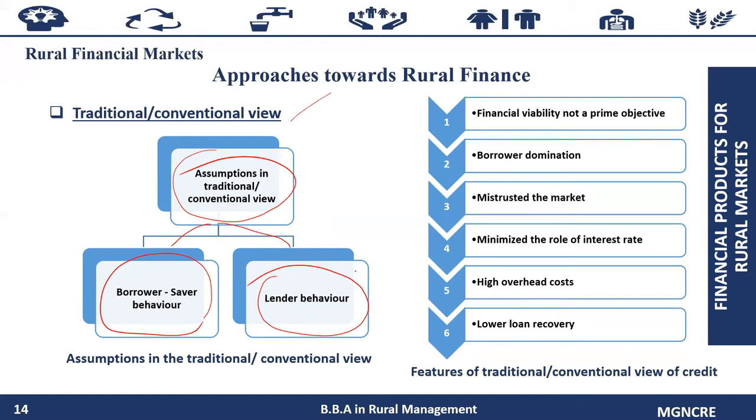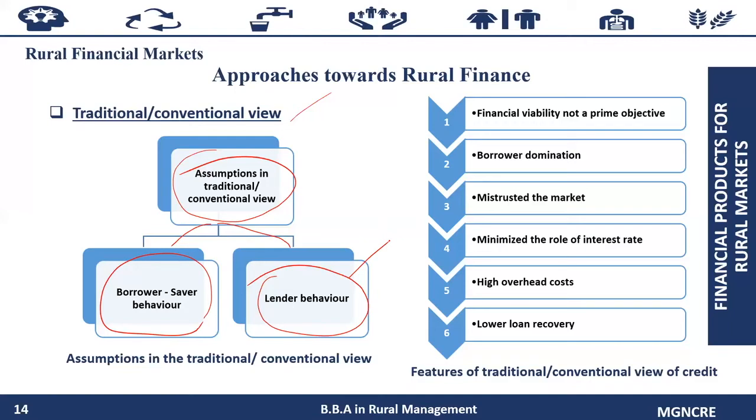Then lender behavior. The common assumption among the informal lenders is that they are exploitative, and they charge such interest rates which result in large monopoly profit, which the rural poor are not given formal loans, as formal institutions are risk averse.